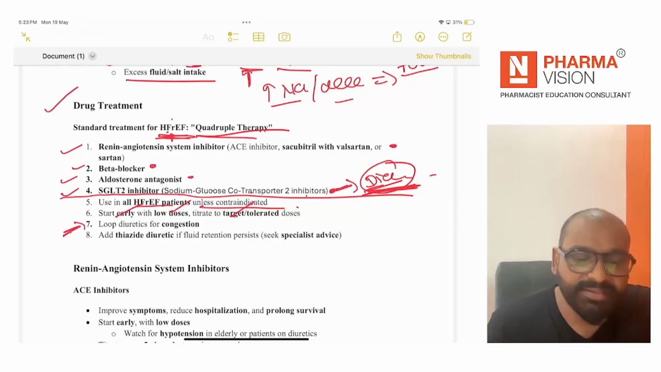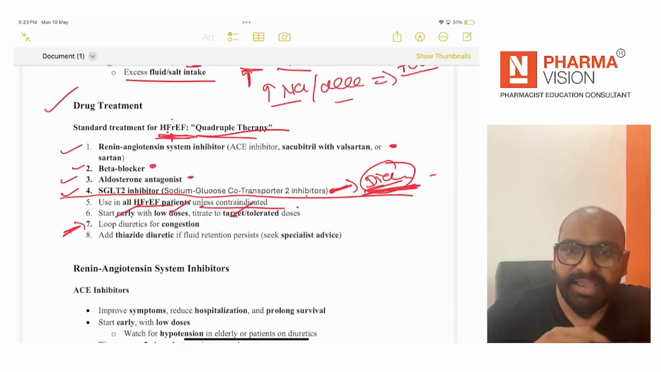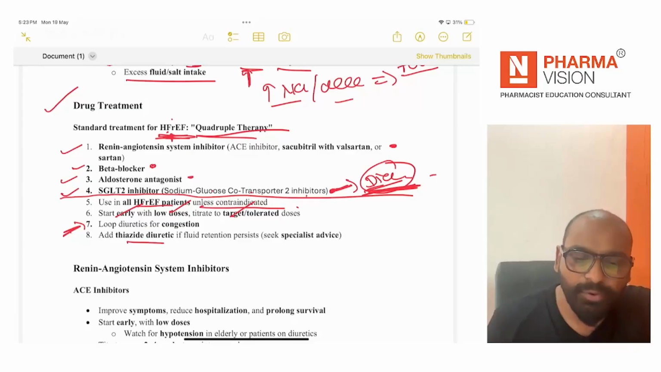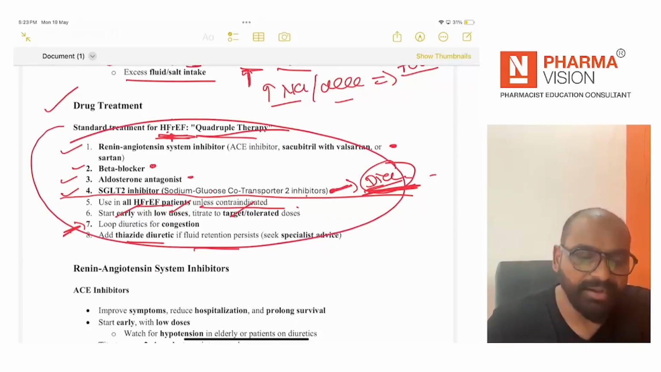Loop diuretics are considered congestion control medication. That means the excessive fluid accumulation needs to be controlled with loop diuretics. Add thiazide diuretics if fluid retention is there. So this is the best management plan that you have to keep in mind.